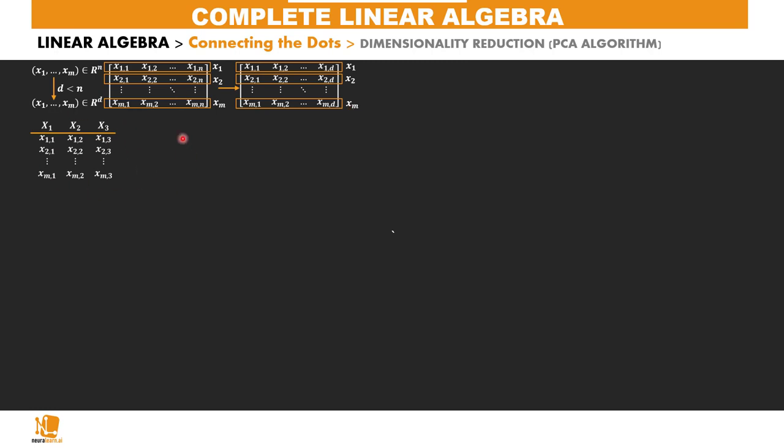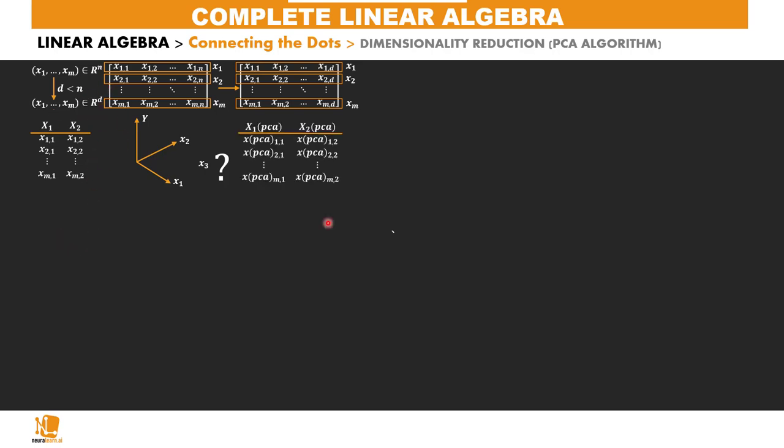Let's look at this problem. Suppose we have these m vectors x1, x2 to xm, which are all 3-dimensional. So in this case, we can take n to be equal to 3. Say we want to reduce the dimensions of this data, such that the n-dimensional vectors become d equals 2-dimensional vectors. You may think that this can be achieved by just taking off one of the dimensions, but this is not actually the best solution, because taking off one of these dimensions will make us lose so much information contained in this data.